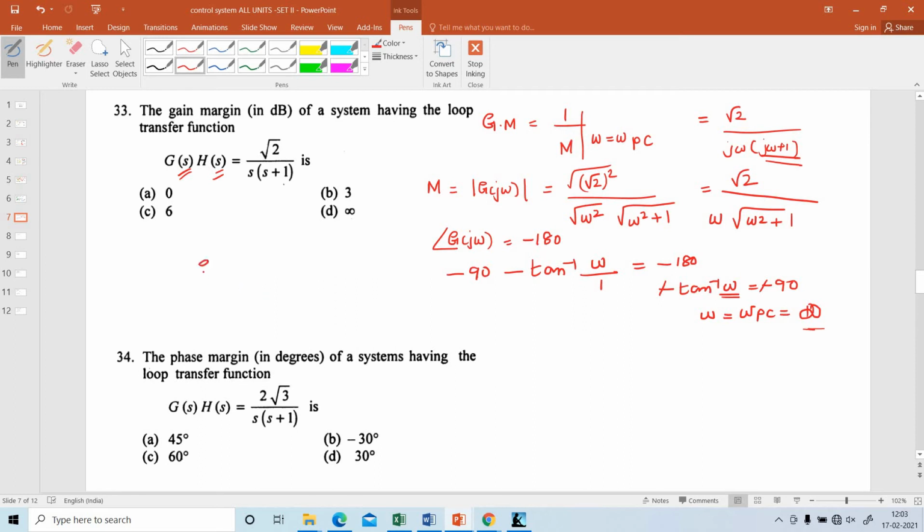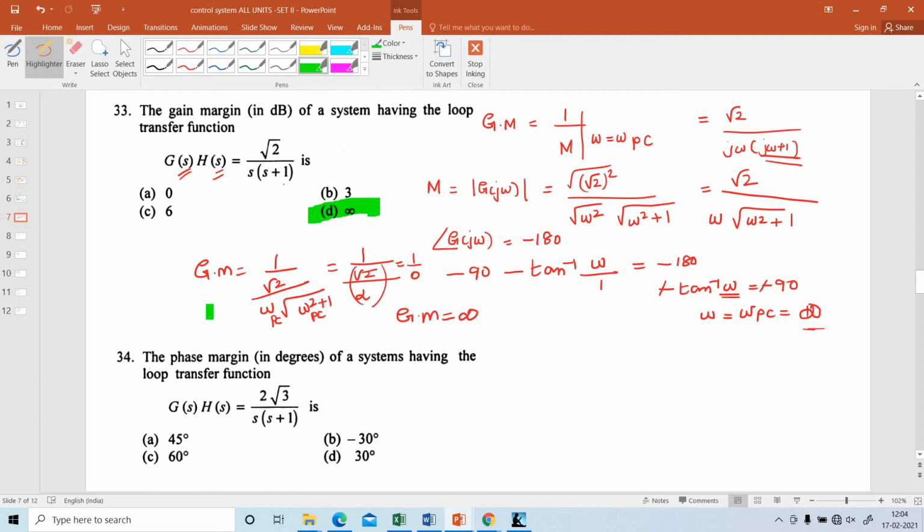Infinity. Now what is gain margin? Gain margin is 1 by magnitude. So what is the magnitude? 1 by root 2 by omega, the square root of omega square plus 1. Have to substitute here omega equal to omega pc. So root 2 divided by, what is omega pc? Infinity. So what is root 2 by infinity? That is 0. So what is 1 by 0? Again infinity. So gain margin equal to infinity. So the answer is infinity is the correct answer. Option D is correct.